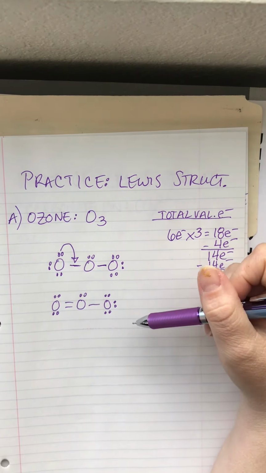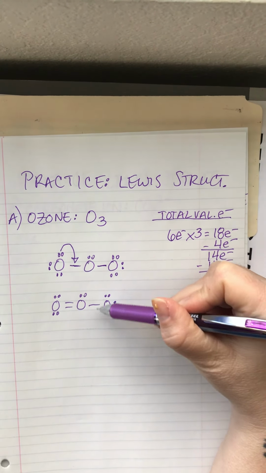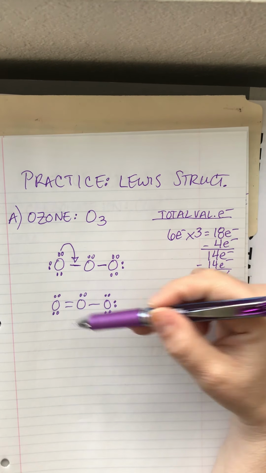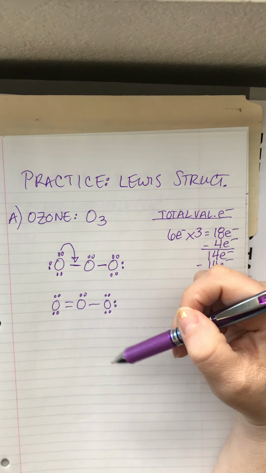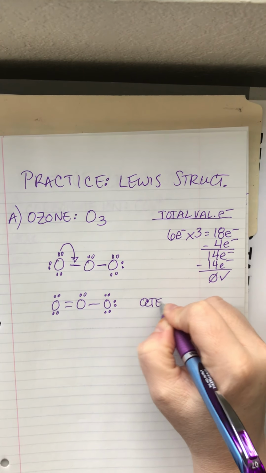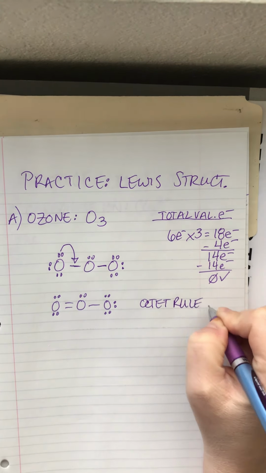Now we can reevaluate the octet rule. We have 2, 4, 6, 8 electrons around this oxygen, 2, 4, 6, 8 around this oxygen, and 2, 4, 6, 8 electrons around this oxygen. So the octet rule is satisfied. All right, the next step is to evaluate for formal charges.